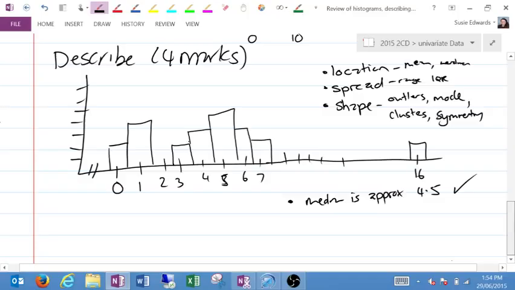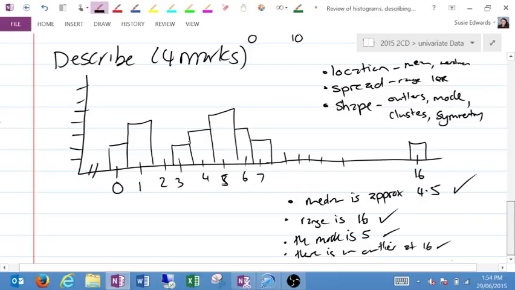All right, spread. What are we going to say about the spread? Range is 16, not 0 to 16. It is 16, one number, yeah? Okay, so it's 16, take 0, which is 16. Perfect, 2 marks. All right, what else can we say? The mode is? 5. Mode is 5. 3 marks. Done. There is an outlier at 16. 4 marks. Done.